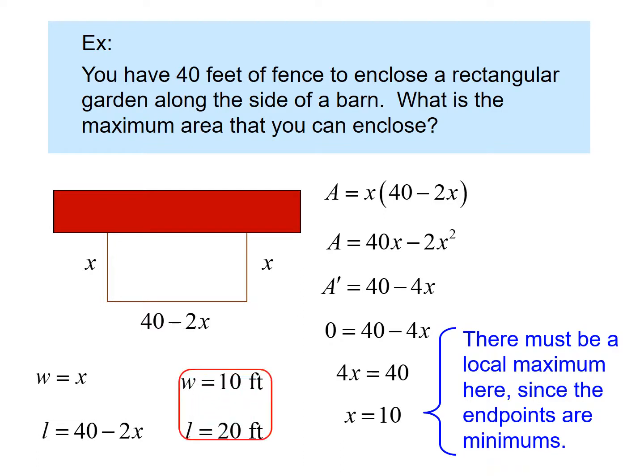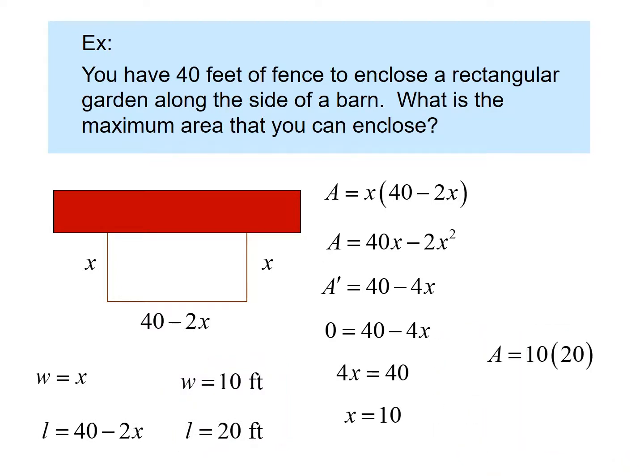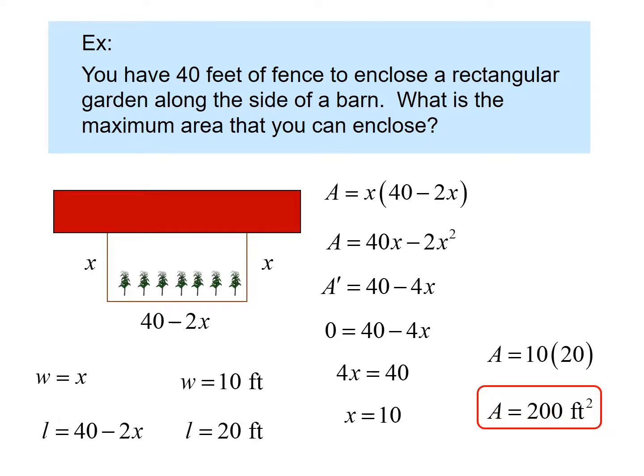So the width is 10 feet, the length is 20 feet. And the question asks us for the maximum area that we can enclose, so we'd better figure out what that area actually is. So we multiply the length times the width. 10 times 20 gives us a total area enclosed of 200 square feet.